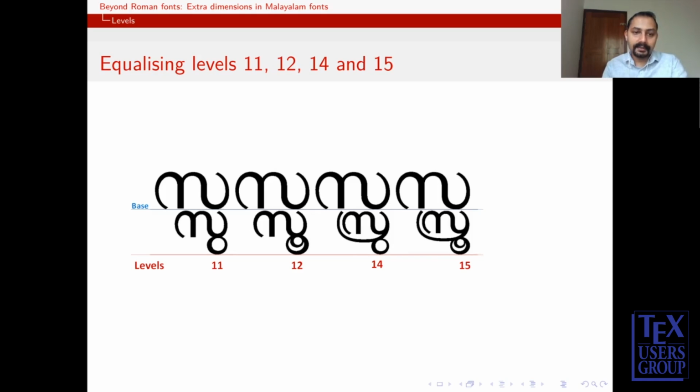You can see the size of the u vowel symbol is comparatively much larger because of the height adjustment. If we equalize these levels, then obviously it needs to take a little more vertical height, and that makes the vowel symbol bigger than it is necessary, particularly when we compare with the second u vowel symbol that you can see on level 12.